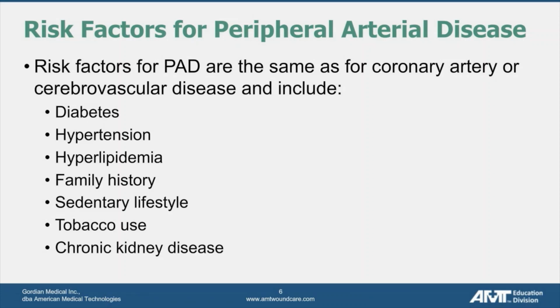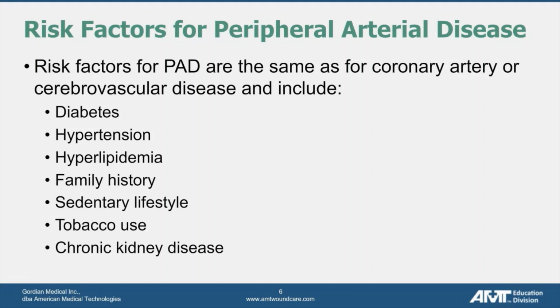Atherosclerosis is a systemic disease process. Patients who present with claudication due to peripheral arterial disease can be expected to have atherosclerosis elsewhere in the body. A full assessment of the patient's risk factors for vascular disease should therefore be performed. The risk factors for PAD or peripheral arterial disease are the same as those for coronary artery disease or cerebrovascular disease and include the following: diabetes, hypertension, hyperlipidemia, family history, sedentary lifestyle, tobacco use, chronic kidney disease.